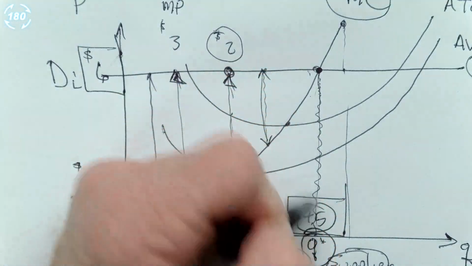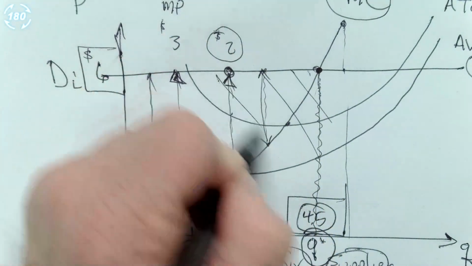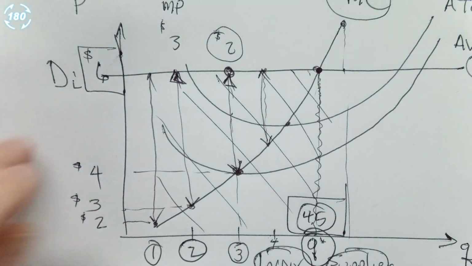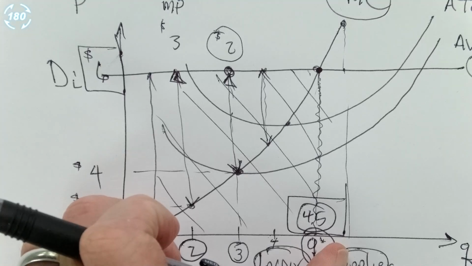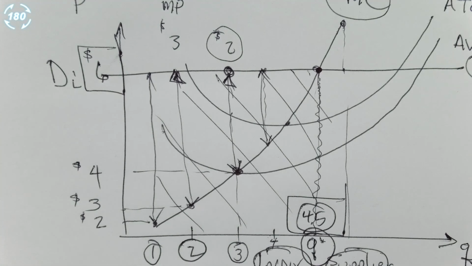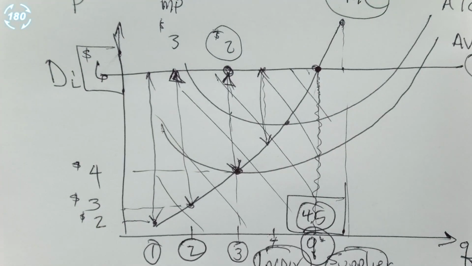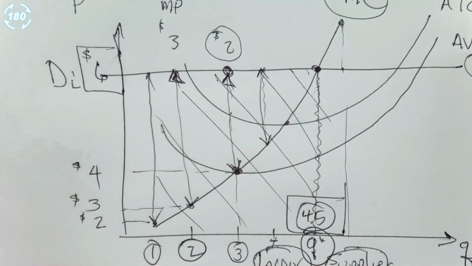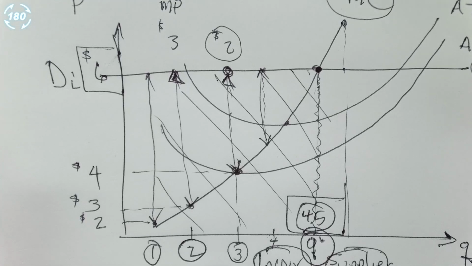What's that going to be? That's the area of this rectangle, that whole rectangle. 6 times 4.5, which I think is $27, would be the profit maximizing revenue. Okay, so let's look at this just a second. We're going to look at this diagram. I'm going to sketch this real quickly again. Let's just look at this.